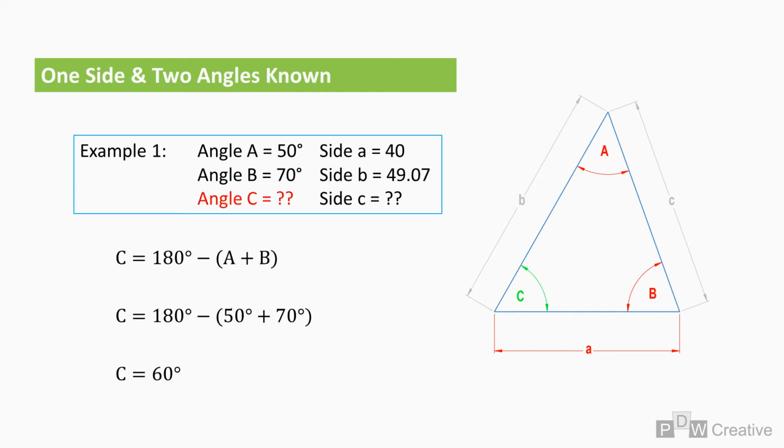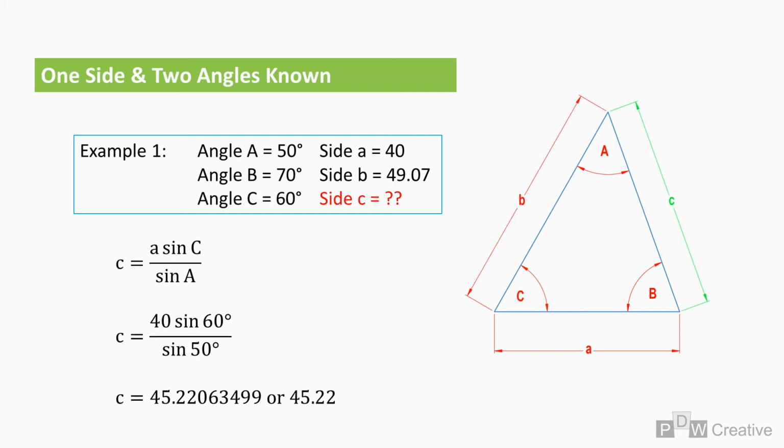The missing angle C can be worked out next by deducting the other two angles from 180 degrees. Side C can then be worked out using the sine rule. Negating side B and angle B, the length of side C becomes 45.22.